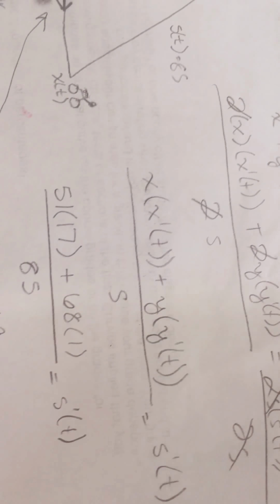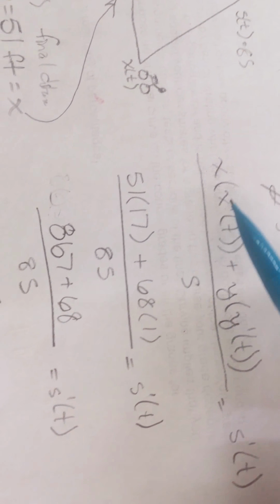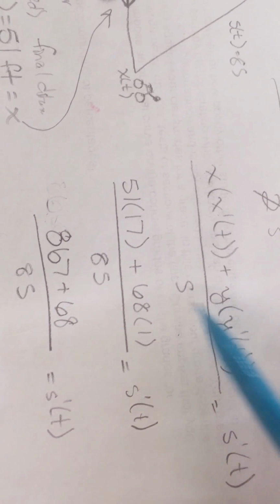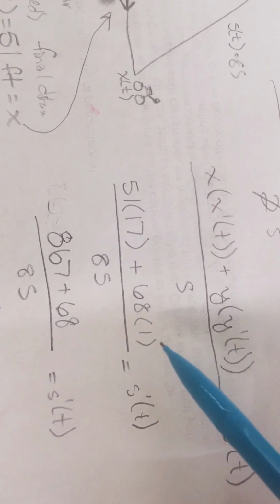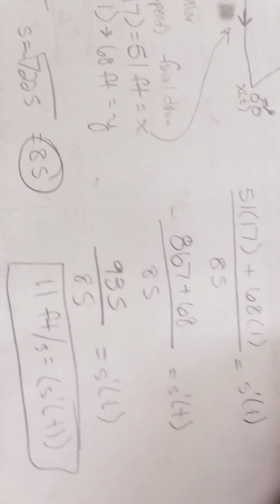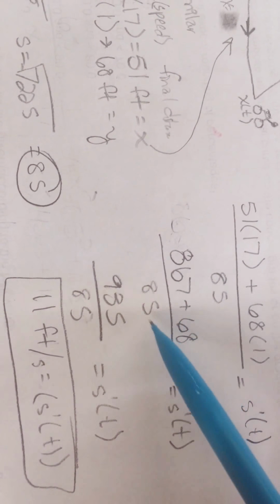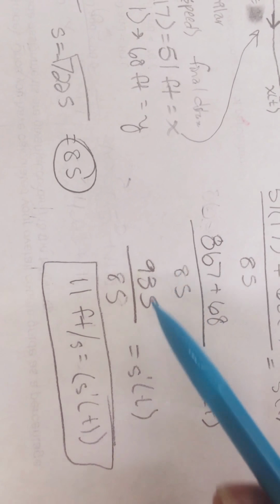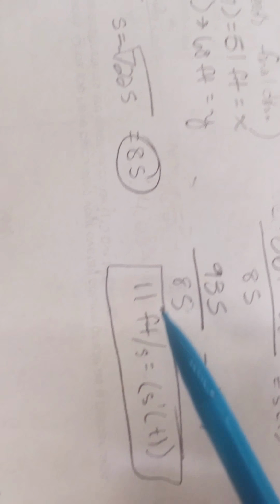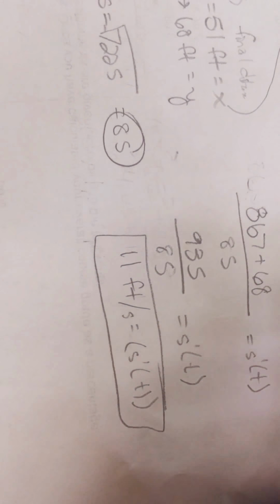So now that we have this equation, we can plug these numbers in. Where x was 51, dx/dt was 17, plus y was 68, dy/dt was 1, and that was over the side length, which was 85, and that equals ds/dt. And so we get 867 plus 68 over 85. Then we get 935 over 85 equals ds/dt. And finally, we get the result of 11 feet per second equals ds/dt.